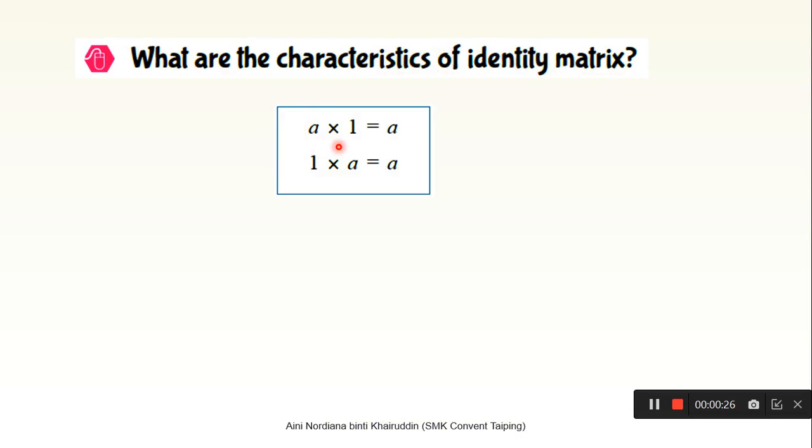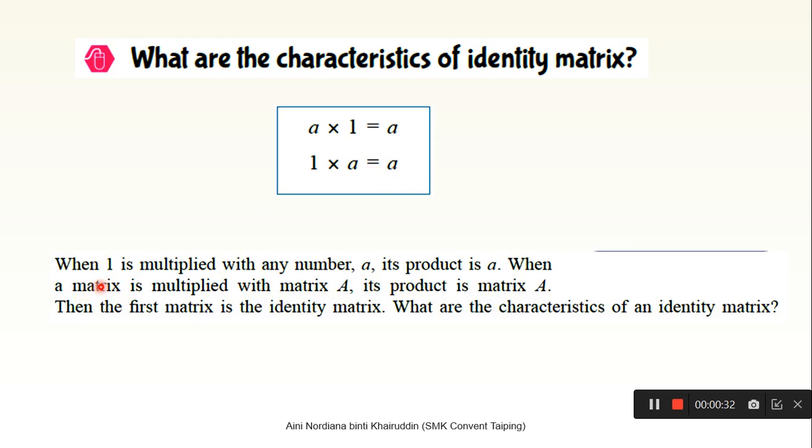A times 1 is equal to A, and 1 times A is equal to A. So when 1 is multiplied with any number A, its product is A. When a matrix is multiplied with matrix A and its product is matrix A, then the first matrix is the identity matrix.